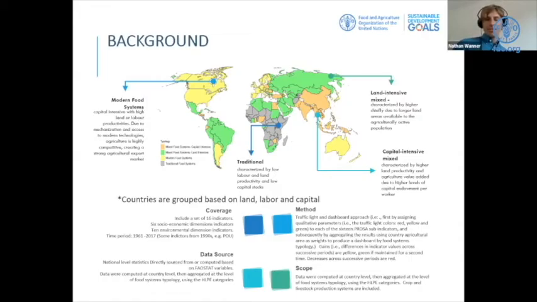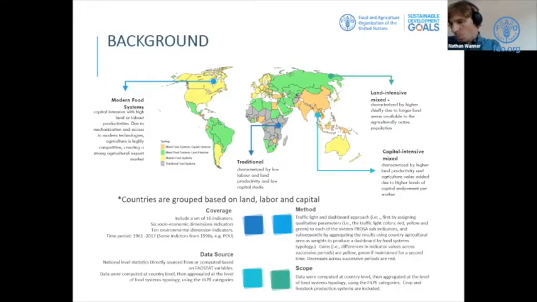There is a traffic light approach used also in this report, in which qualitative parameters are assigned in terms of traffic lights, red, green, and yellow, for each of the PROSA sub-indicators. And these are aggregated using country agricultural area as weights to produce a dashboard for each food systems typology. So an important distinction between the traffic light approach used here is that for this report, we're really focusing on progress over time, okay?